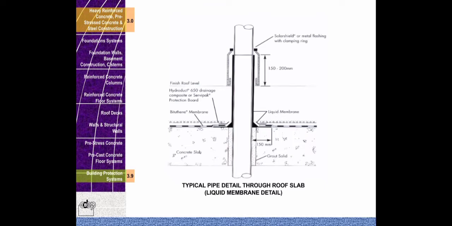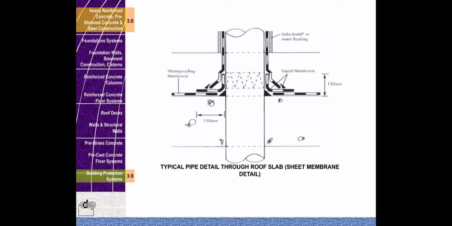Next is a typical pipe detail through roof slab, liquid membrane detail. So in this detail, solar shield or metal flashing with clamping ring, liquid membrane, ground solid, finished roof gravel, Hydroduct 650 drainage composite or Servipack protection board, bituthene membrane. Next is a typical pipe detail through roof slab, sheet membrane detail. So in this detail, solar shield or metal flashing, liquid membrane, waterproofing membrane.